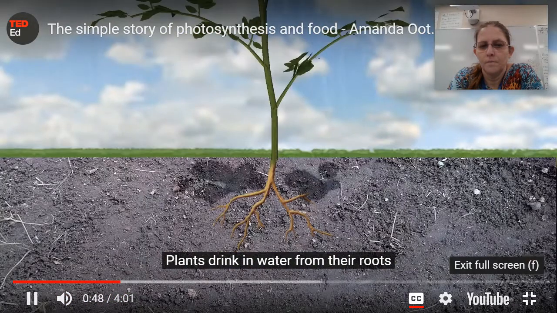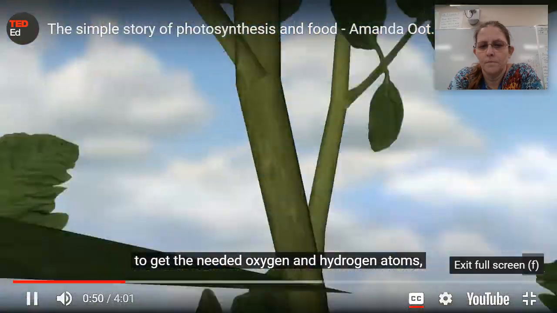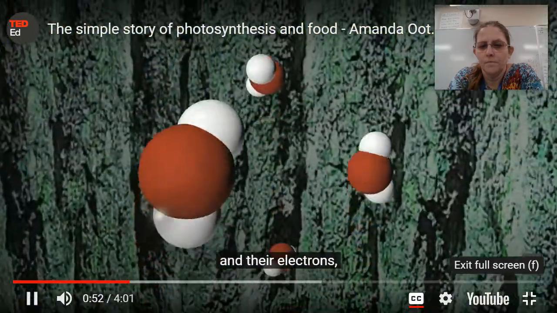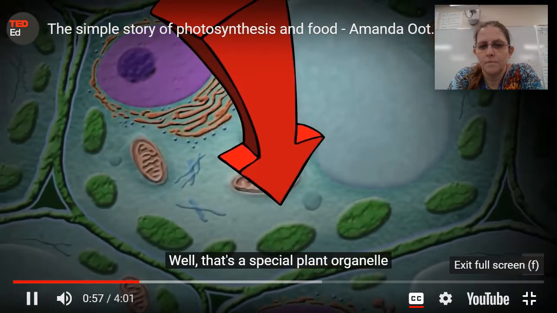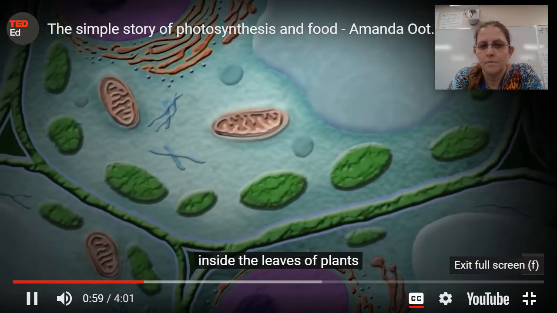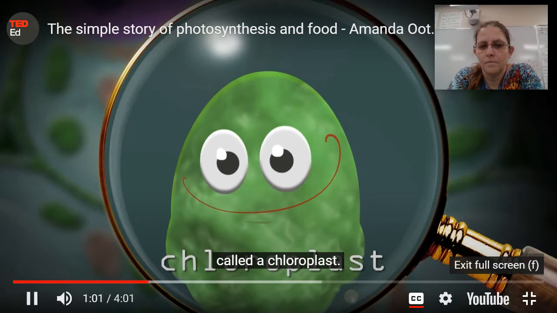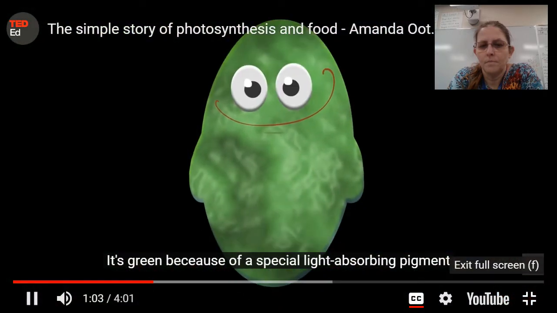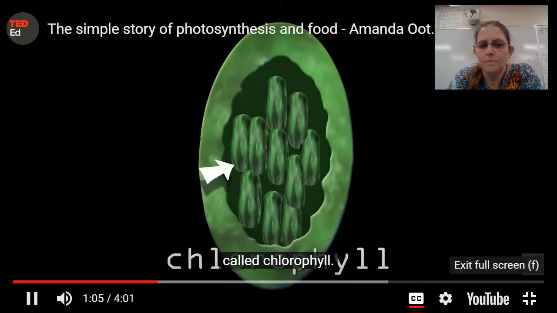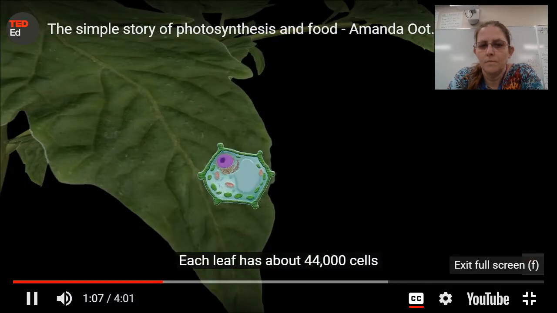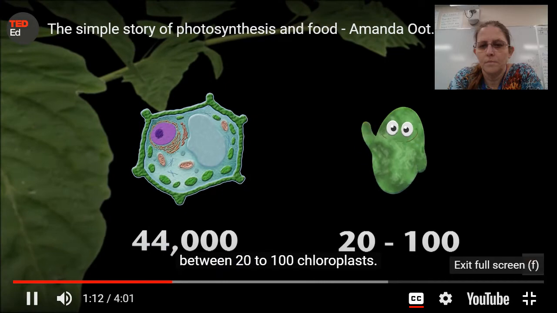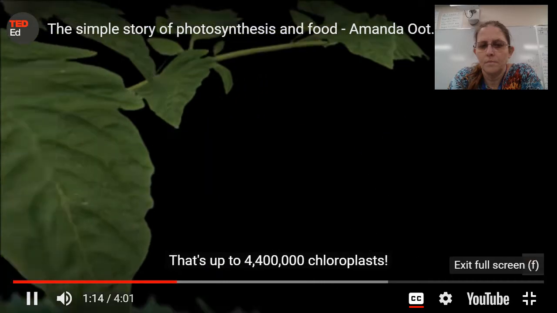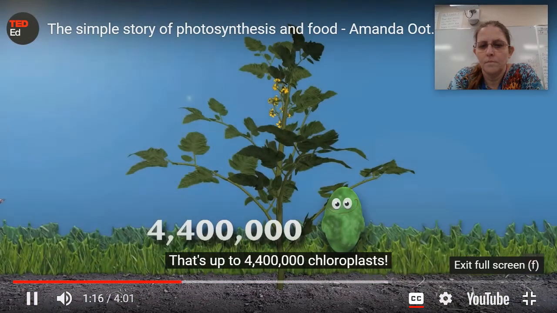Plants drink in water from their roots to get the needed oxygen and hydrogen atoms, and their electrons, in order to build carbohydrates. What is that thing? Well, that's a special plant organelle inside the leaves of plants called a chloroplast. It's green because of a special light-absorbing pigment called chlorophyll. Each leaf has about 44,000 cells, and every cell can have anywhere between 20 to 100 chloroplasts. That's up to 4,400,000 chloroplasts.